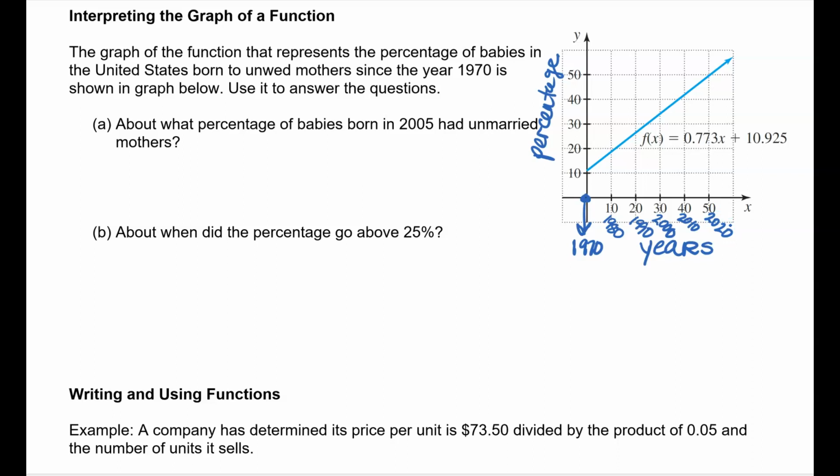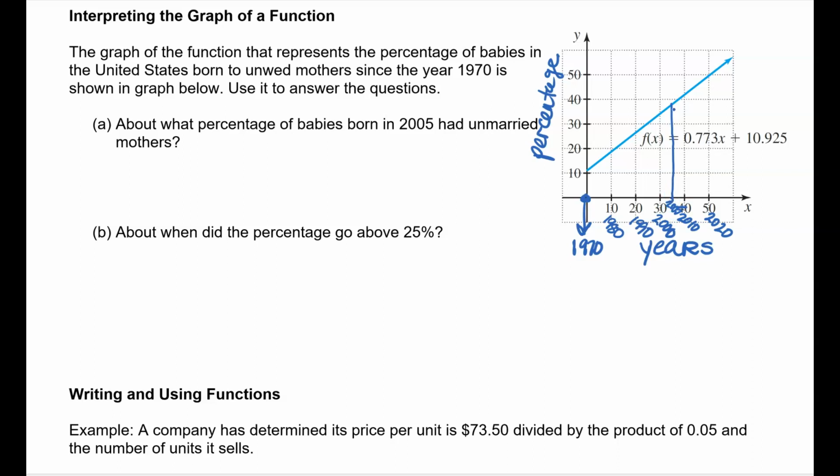And so question A says, about what percentage of babies born in 2005 had unwed mothers or unmarried mothers? So it's great that we wrote the years at the bottom, because now we know, okay, if 30 corresponds to 2000 and 40 corresponds to 2010, then in between, which would be 35, would correspond to 2005. So this is 2005. No, it's small. Hopefully you can see that.